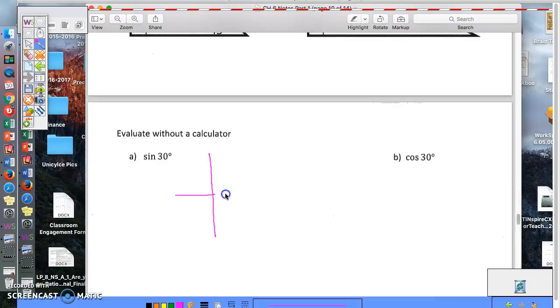So the sine of 30, if we were to draw in this angle, here would be 30 degrees. We could make it into a right triangle, and let's have our hypotenuse be 1. Well, opposite 30 we know is 1/2. Opposite 60, root 3 over 2. So sine, opposite over hypotenuse, 1/2 over 1 is 1/2.